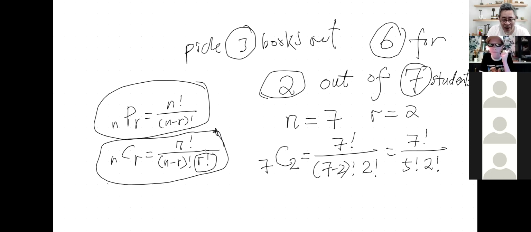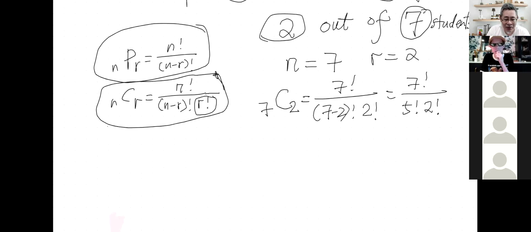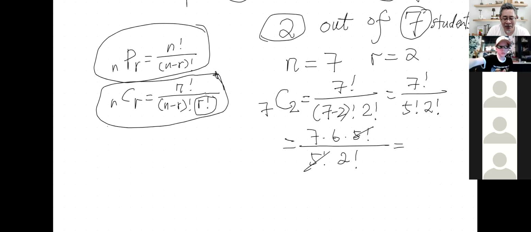Okay, so now we can see that 7 factorial equals 7 times 6 times 5 factorial. And this is 5 factorial, this is 2 factorial. So we know this got canceled. 2 factorial is just 2. So 6 divided by 2 is 3. So 3 times 7 is 21. Okay, are we good on this one?